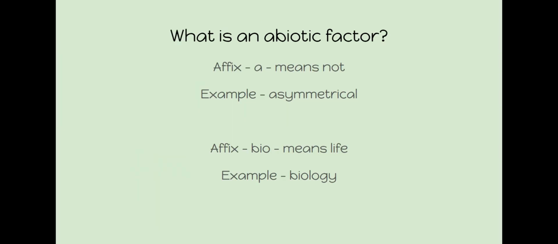ecosystem. So, when we talk about abiotic factors, there's two different affixes involved in this. The first one is a, which means not. So, if you have something that's asymmetrical, it's not symmetrical. And then the second part is going to be bio, which means life, like biology. And so, whenever you have something that is abiotic, it's going to mean not living.